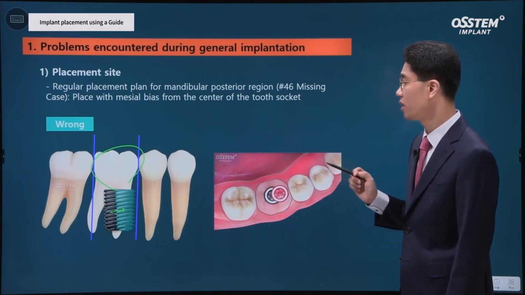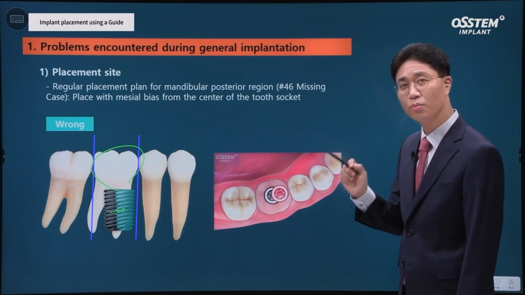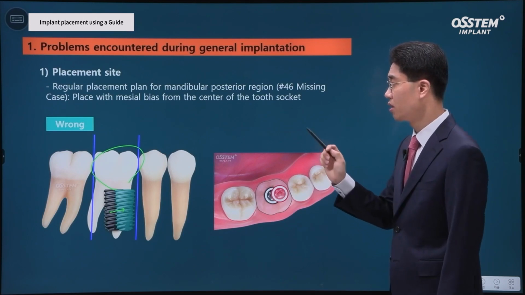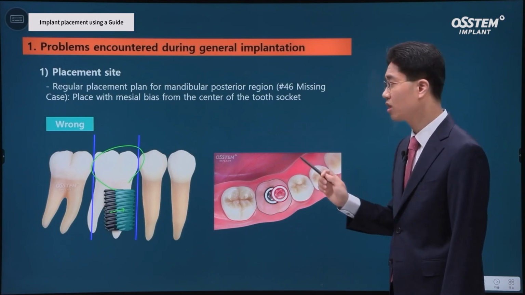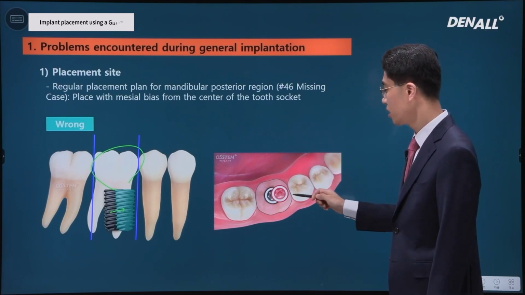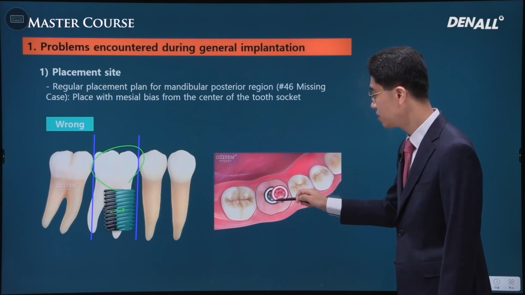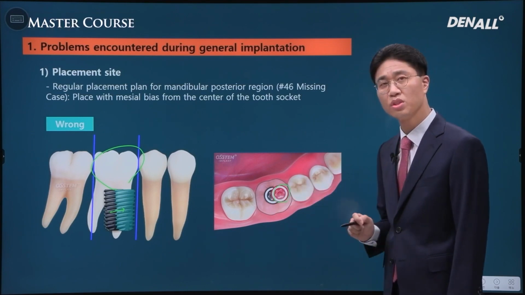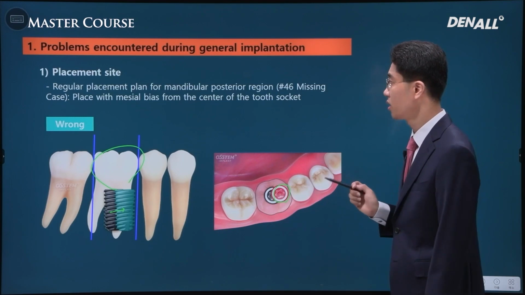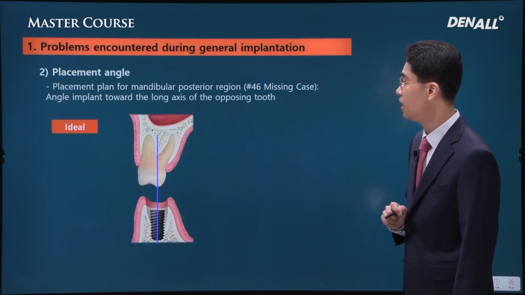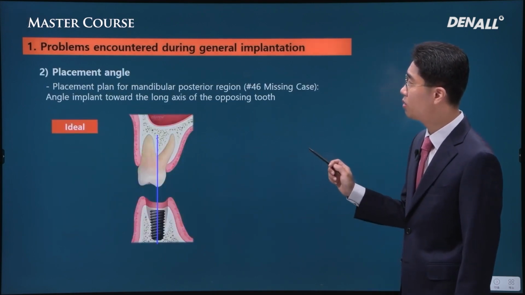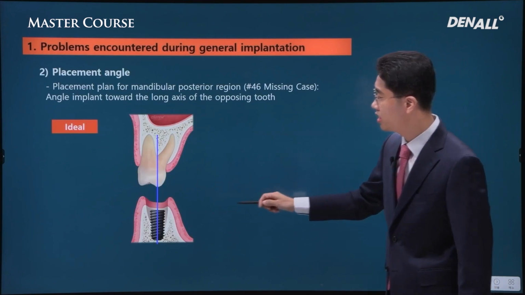If you determine the implant position considering the form and position of the prosthesis, you'll be able to get better results. The prosthesis we get if the implant is placed in less than ideal position would also be not favorable. So let's look at ideal implant placement.